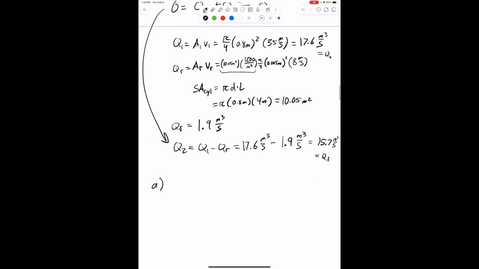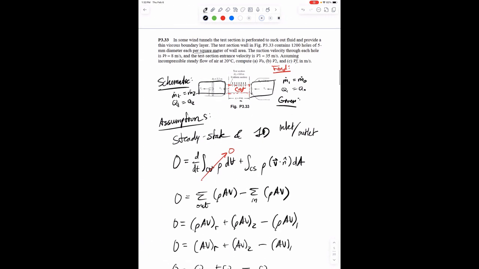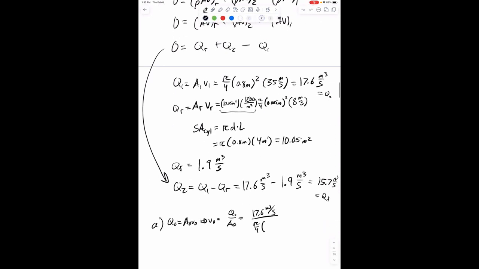First up, I think they said they want to find V naught. So Q naught equals A naught V naught. We have Q naught. We just have to find A naught. So V naught is Q naught over A naught. Q naught is 17.6 cubic meters per second. A naught is pi over 4 times the diameter squared. The diameter at 0 is, I think it says, 2.5 meters. Therefore, velocity at the entrance would be 3.58 meters per second. That's the entrance speed.